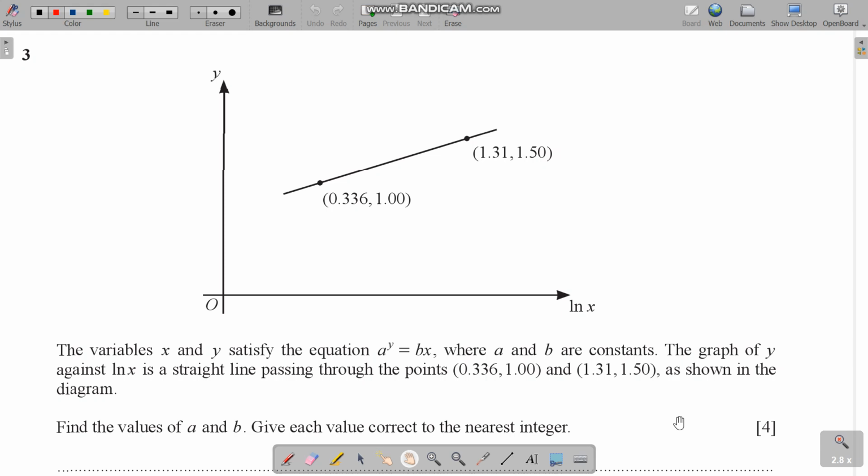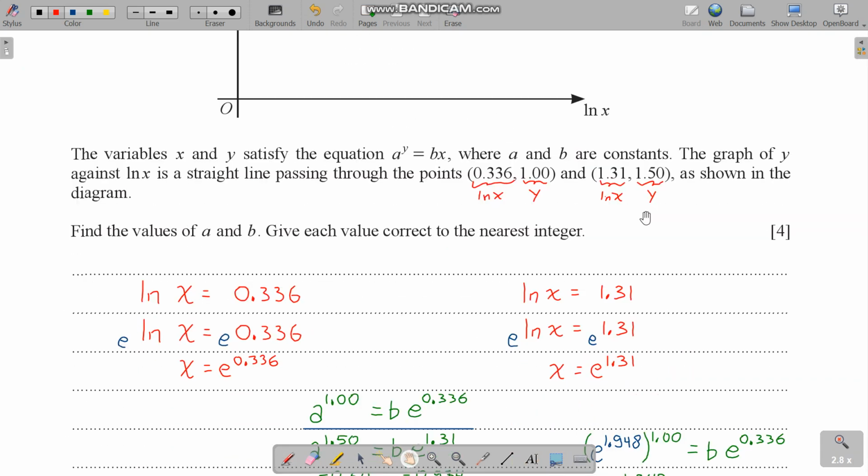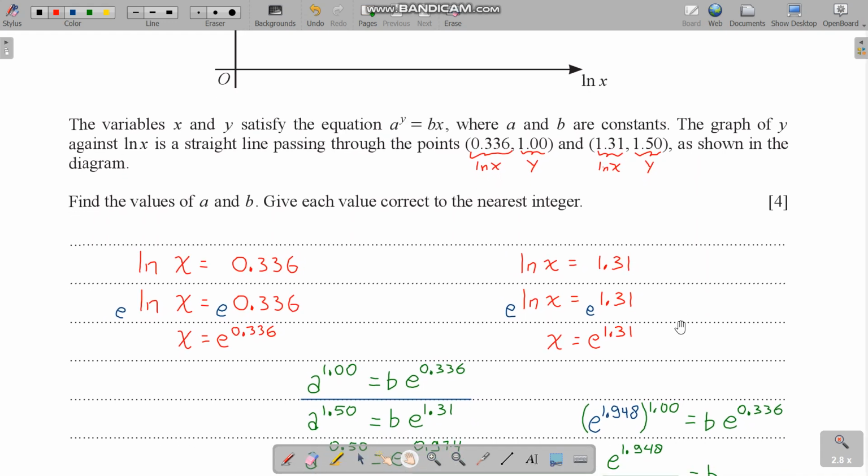So first of all, this is a graph of ln x comma y, so the coordinates must be, this is ln x and this is y. So we can start by finding just x, not ln x. From here we have ln x equals 0.336. You can do e to the power of both sides. We can cancel out. We have only x equals e to the power of 0.336.